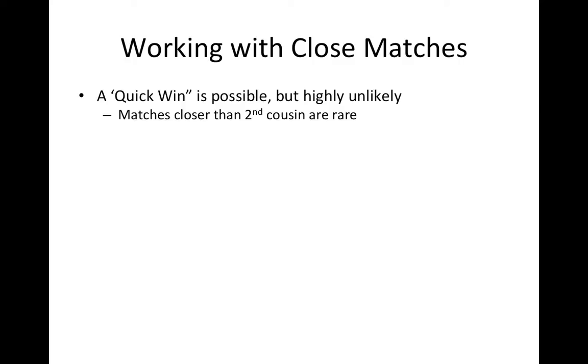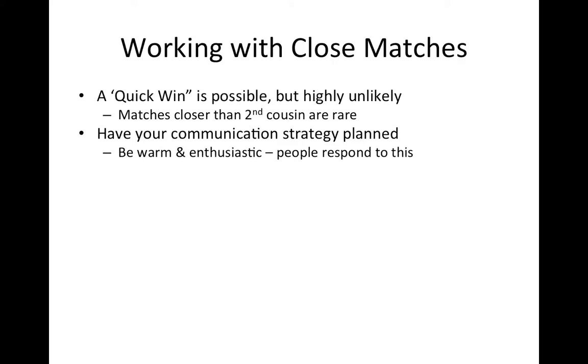You might find a parent, a half-sibling, a half-cousin, a half-nephew, a half-niece. It's possible, but it's highly unlikely, because most of the matches that you're going to get are rarely closer than second cousin. But if you do get a close match, then it is important to have your communication strategy planned in advance. Be warm and enthusiastic.